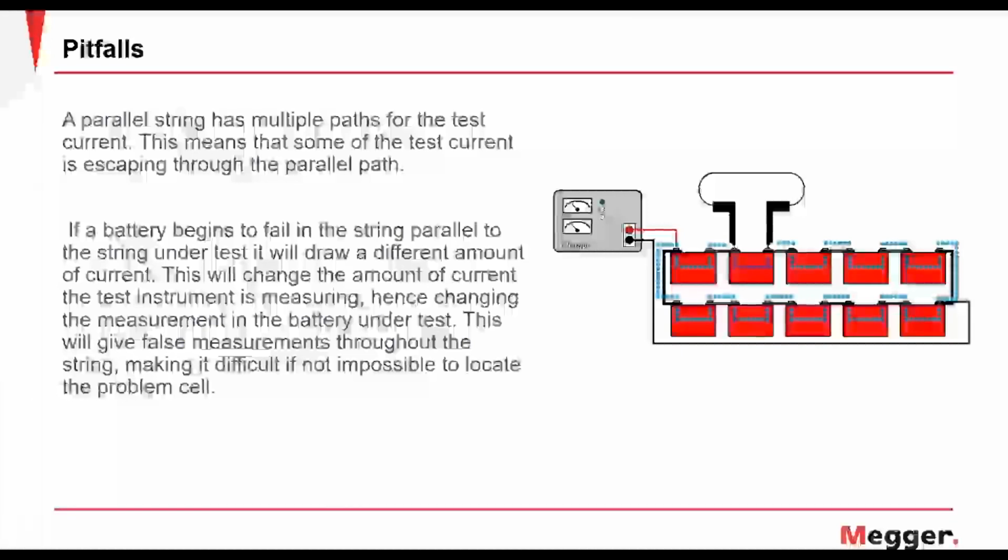This is why IEEE recommends segmenting the strings when I do this ohmic test, so I can get true readings. Because if I have one battery that goes bad, it's going to change the reading for every battery I'm testing on the same string and the parallel one. And this will change the current going through them, so I will never be able to isolate the battery without segmenting the string.